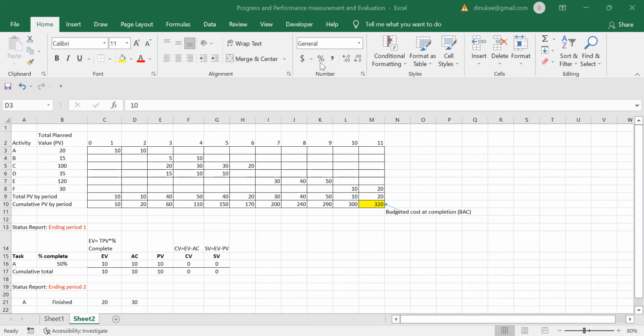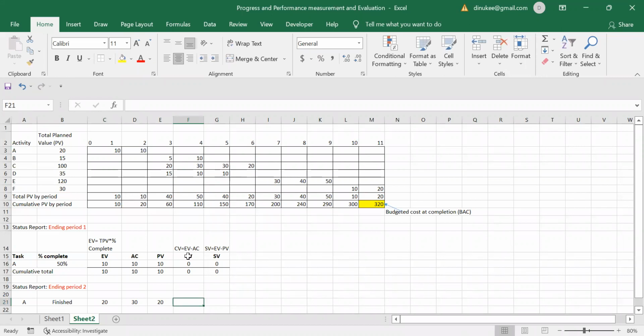At the end of period 2, can you see this 10 is already completed now? So we have already earned that value, right? That means at the end of period 2, that value is carried forward. Therefore, it should be 20, this 10 plus 10. Activity A is going to be finished at the end of period 2, so the total value should be taken. You have to take the summation of these two, so the total planned value should be 20.